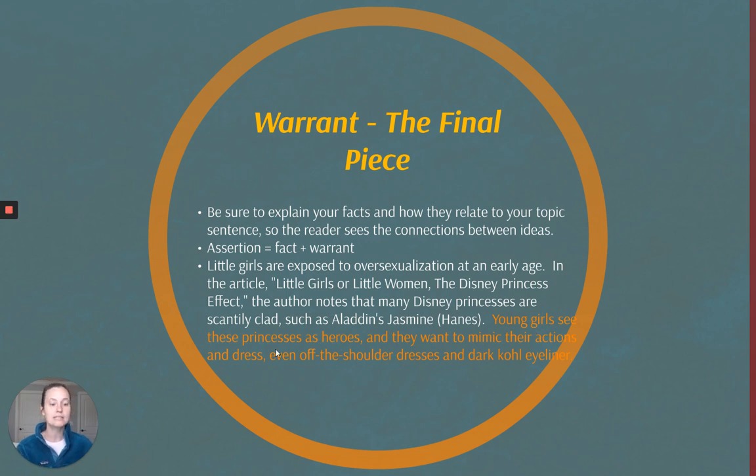Okay, so young girls see these princesses as heroes, and they want to mimic their actions and dress, even off-the-shoulder dresses and dark kohl eyeliner. So the connection is these girls see these princesses like Jasmine, and they want to dress and act like them, even though they're 5, right? So these little 5-year-old girls want to run around wearing a full face of makeup and, not necessarily 5-year-old appropriate clothes because they want to be like these Disney princesses. So that's the connection between my facts and the point I'm making, okay? By the way, I realize this is a little extreme.